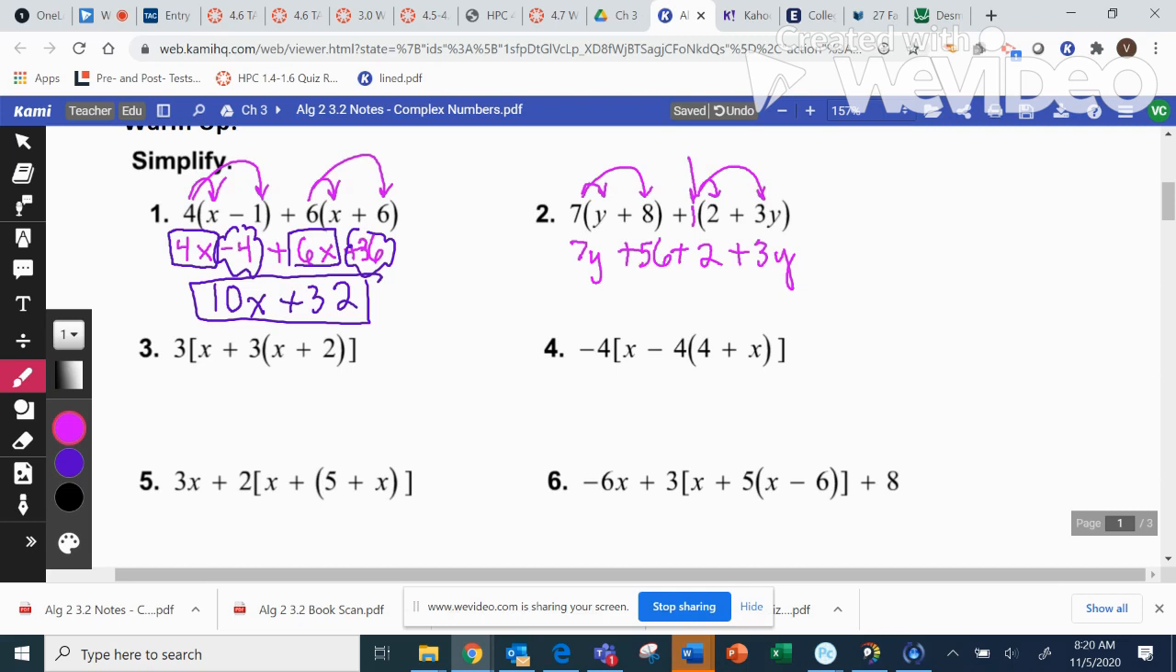Okay, now we're going to look for like terms. So 7y is like term with 3y. When I add those together, I get 10 y's. Then I've got 56 plus 2 more, so 58. I cannot add those together because they are not like terms.